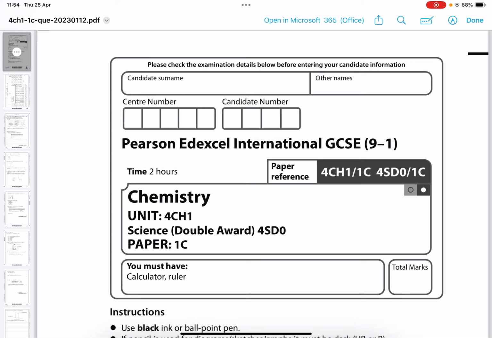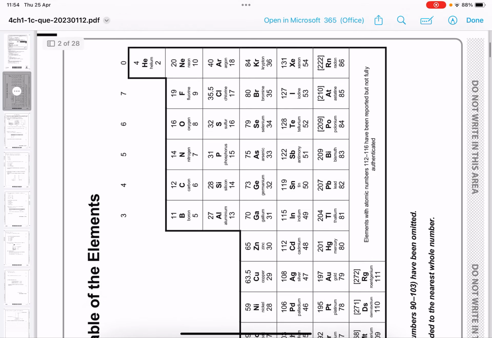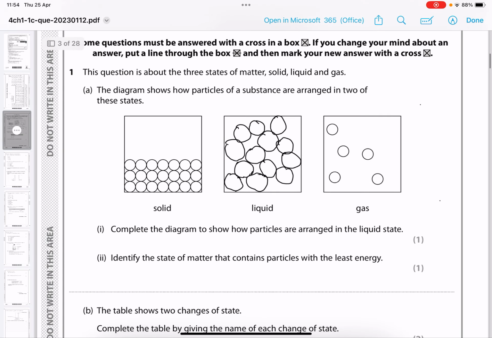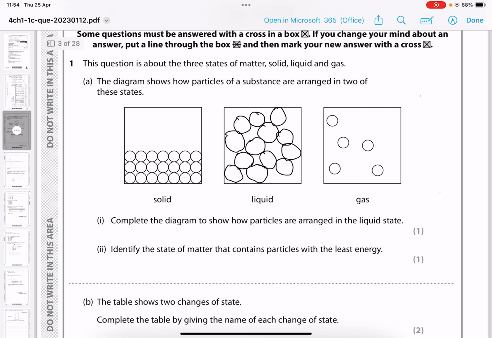Today we're going to be going through Edexcel IGCSE January 2023 Chemistry Paper 1C. So let's begin. Here we have the periodic table, so they give that to you at the beginning of every test. Okay, this question is about the three states of matter, solid, liquid and gas.